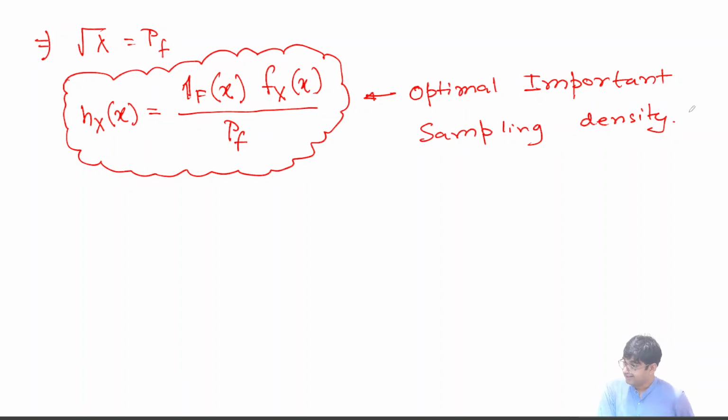But if PF hat comes from initial samples, you will do an initial MCS, right? Suppose you are trying to find a rare event. A rare event means the initial samples will give you PF hat equal to 0. So the importance sampling density will be something infinite or something like that, and that will not be so straightforward.